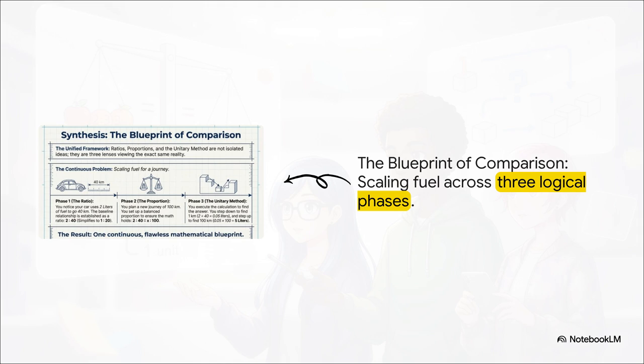Now, moving to Phase 2, you are planning a much longer road trip of 100 kilometers. So you set up a proportion to ensure the math stays perfectly balanced. You write it out, 2 is to 40 as x is to 100. We don't know x yet.